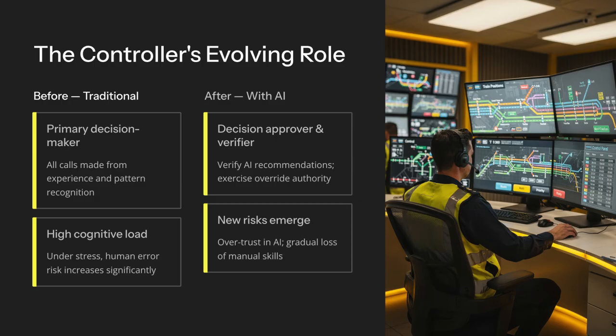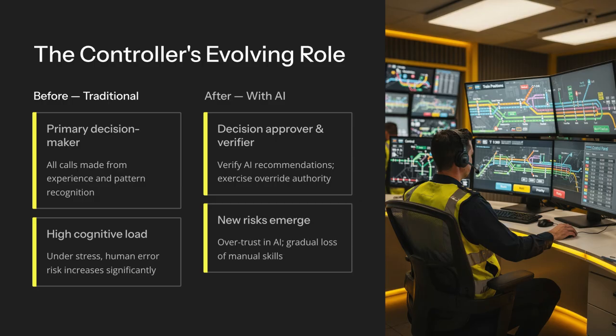The AI detects and analyzes the problem. The AI recommends actions. The controller reviews that recommendation, verifies it makes sense against the real world operational picture, approves it or modifies it, and then it's implemented. Accountability is now shared between the controller and the system.